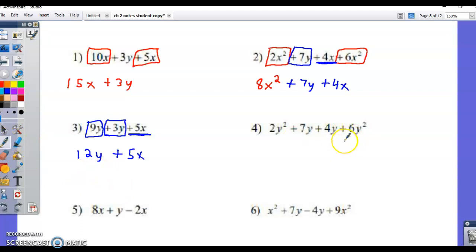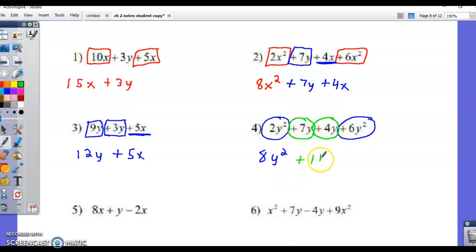All right, over here, I have a 2y squared, I'm looking for another y squared in here, and I have one right here, a positive 6y squared. So I have 2 plus 6, which would be 8y squared. Now I go to my next term that I see, a positive 7y. And note here that this has a y as well, so these are considered like terms. So I have a positive 7, positive 4. I can add those together. I get a positive 11, and then we put that y with it again.